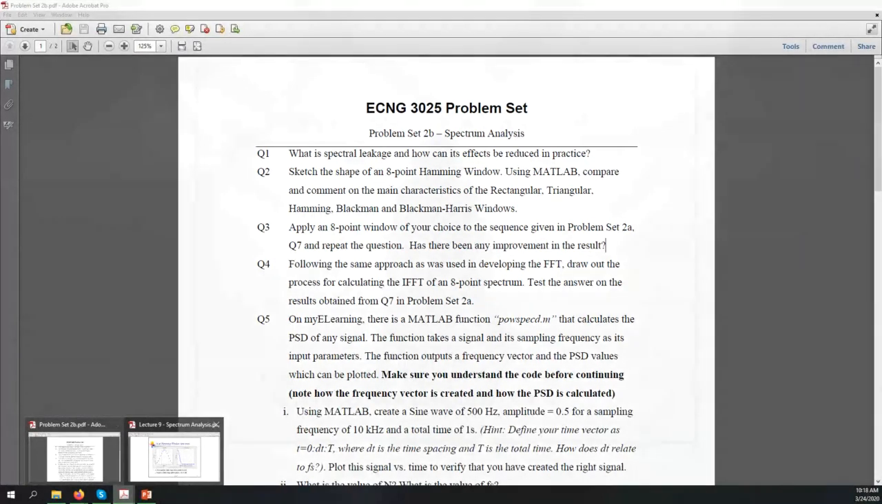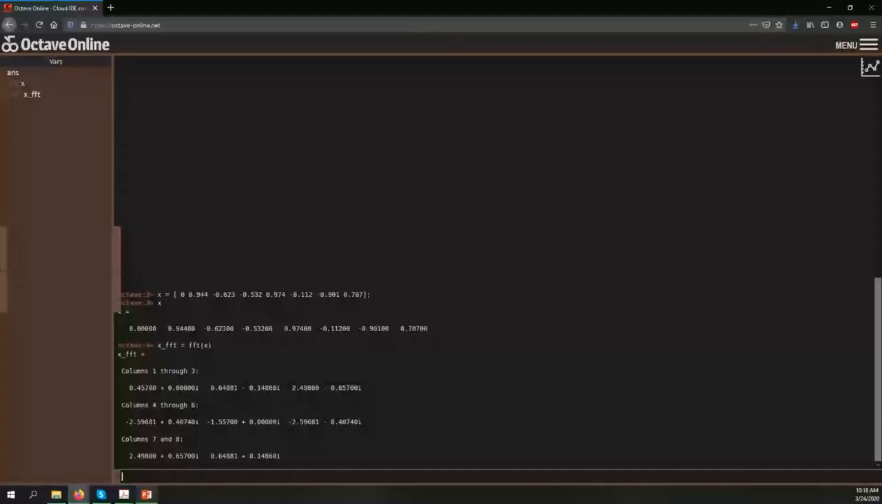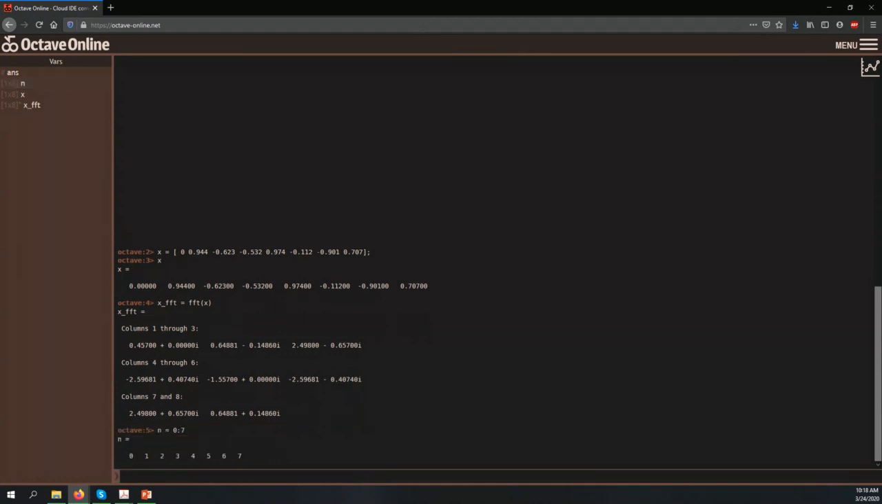All right, so the question asks for us to use an 8-point window of your choice. The window that I'm going to be using here is the Hamming window. So we're going to say W here. Okay, no, first I need to set up a range. So N is equal to 0 to 7. All right, so the range is set up.